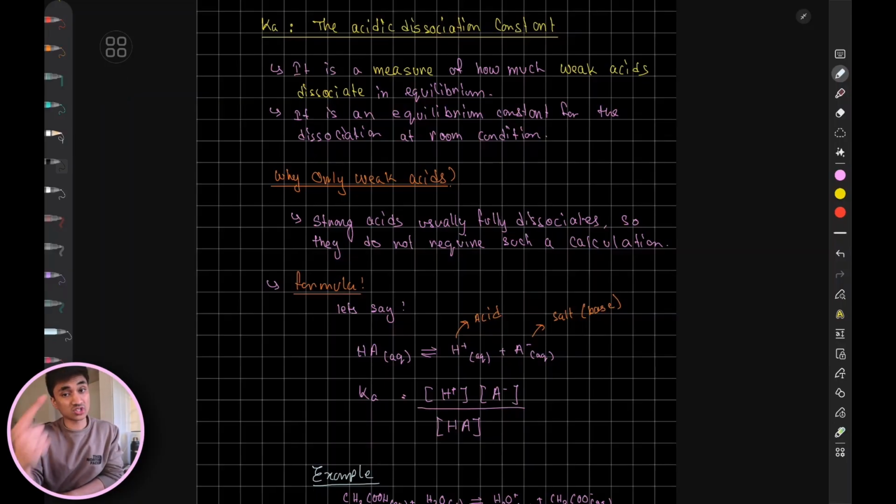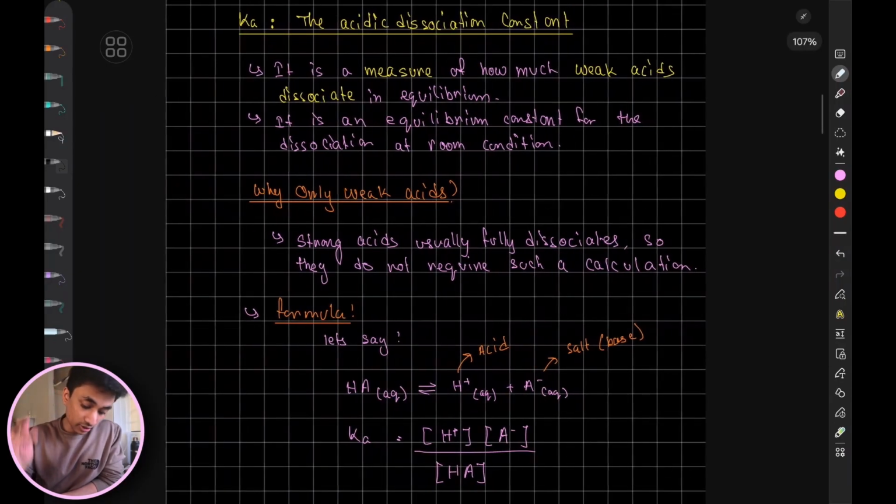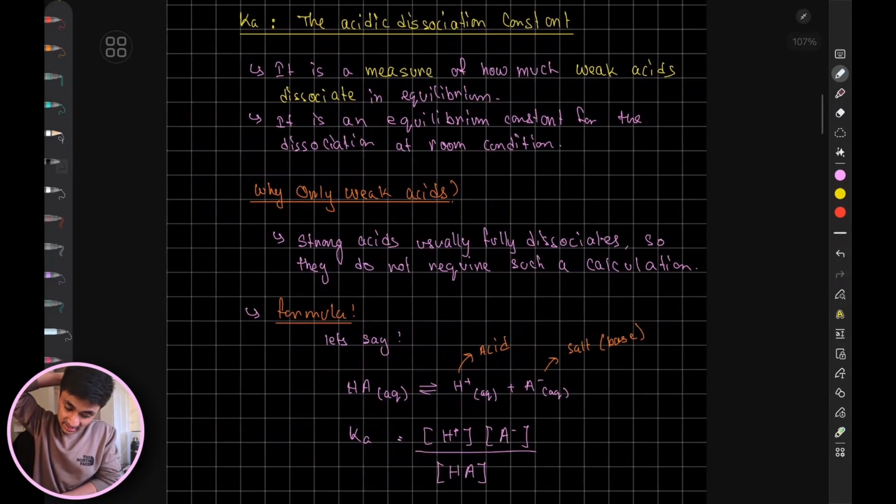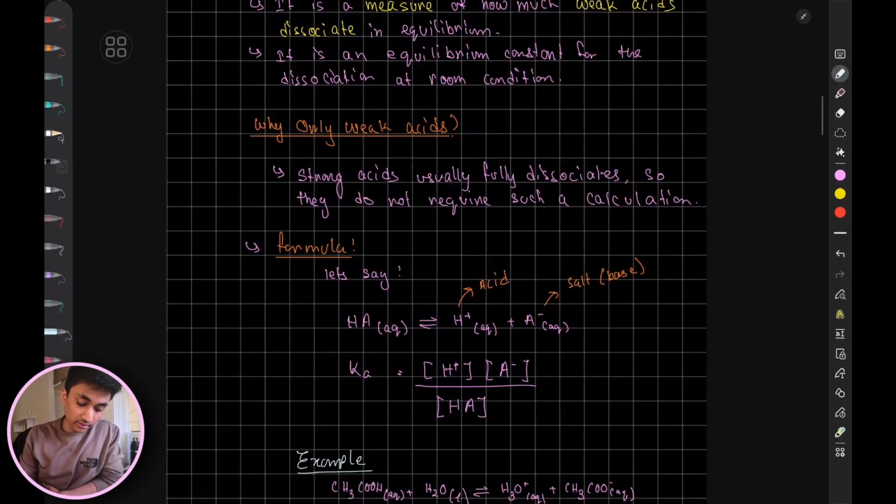That's one question I've had from some of our students: why are we not considering strong acids? Because strong acids are strong acids because they dissociate completely. So it is an equilibrium constant for dissociation of acids at room conditions, RTP. Why only weak acid? I just explained.